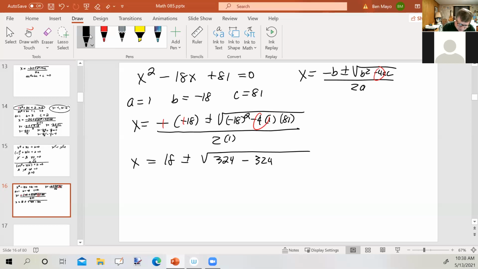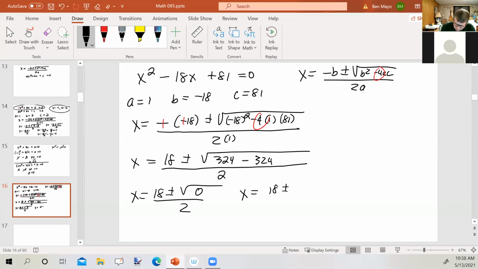You good? Yeah. All right. Feel free to speak up anytime something's got you confused. Okay. All righty. Over 2 times 1 or 2. Okay. So x equals 18 plus or minus the square root of, well, 324 minus 324 is 0. So all of that over 2.